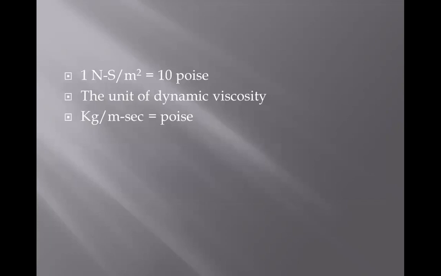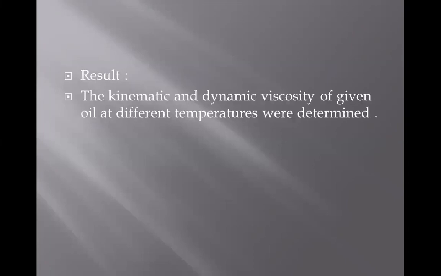This is the unit conversion. 1 Newton second per meter square is equal to 10 poise. The unit of dynamic viscosity is nothing but kilogram per meter second, that is the poise. And finally, we have to conclude our result. The result is that the kinematic and dynamic viscosity of the given oil at different temperatures were determined. Thank you. This is the brief about our practical.